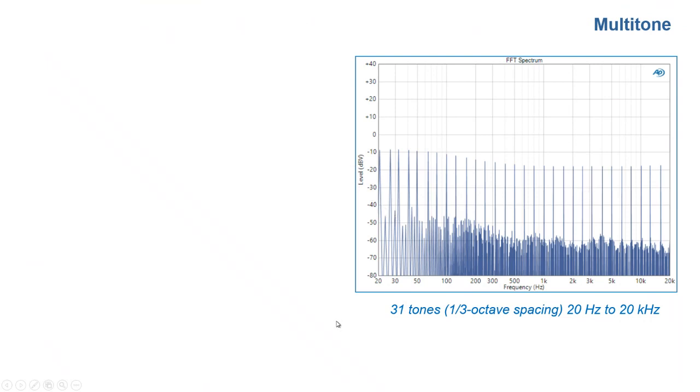Now, one of these is called a multitone analysis, and this uses a special signal called a multitone. And this signal has many, many sine waves combined together. So this is the FFT spectrum of such a signal. And as you can see, we have pure tones spaced logarithmically throughout the spectrum. And the system, once you acquire it, does an FFT analysis and grabs the level of each of the peaks and then creates a frequency response graph. So this signal has 31 tones with 1/3 octave spacing from 20 hertz to 20 kilohertz.